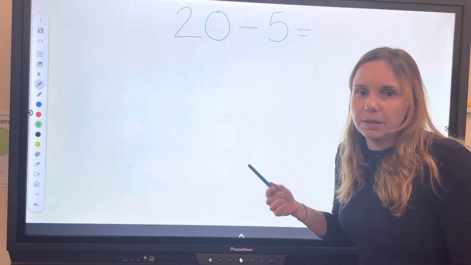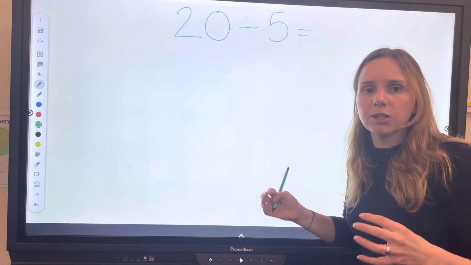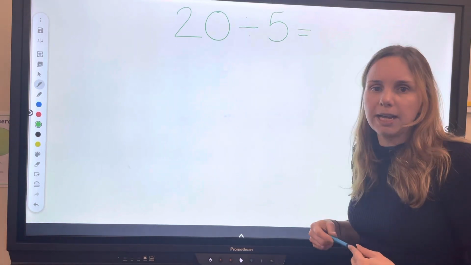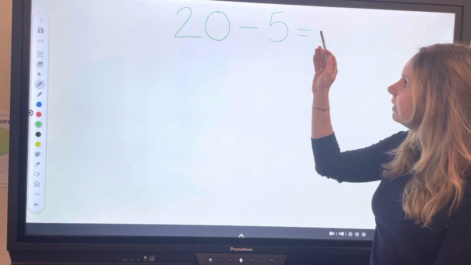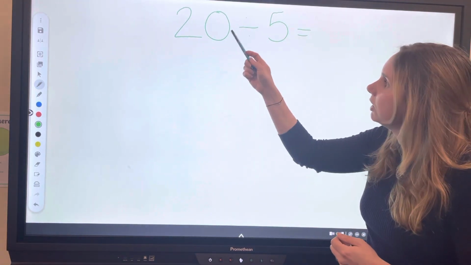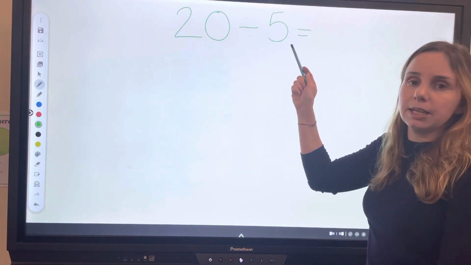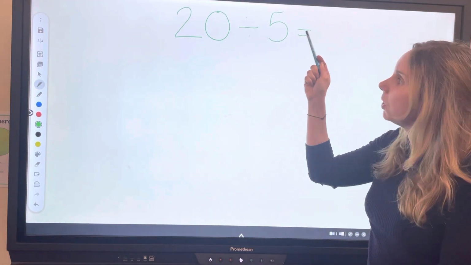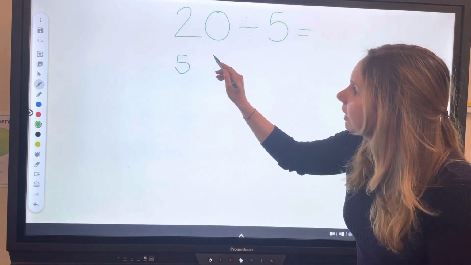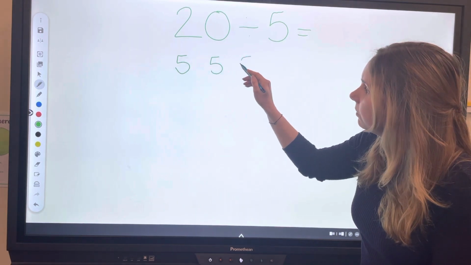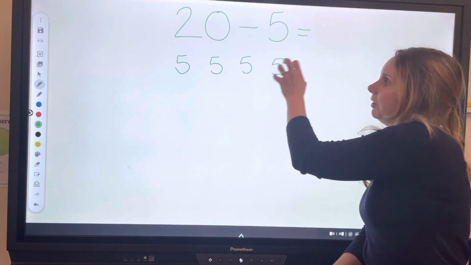A way to help us, we know it is divide, but to know which method to use, I would say shared by. 20 shared by 5 equals. So I'm sharing 20 into 5 equal groups. We know we can count in that number. We can count in 5. So I'm going to count in 5s until I get to 20. 5, 10, 15, 20.